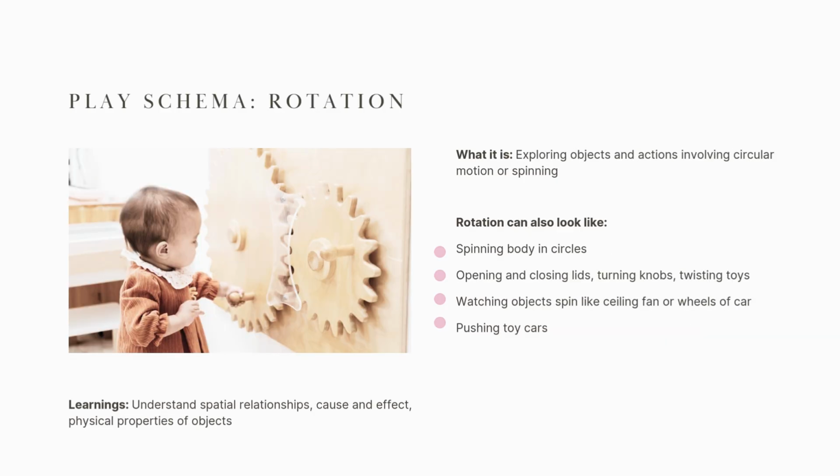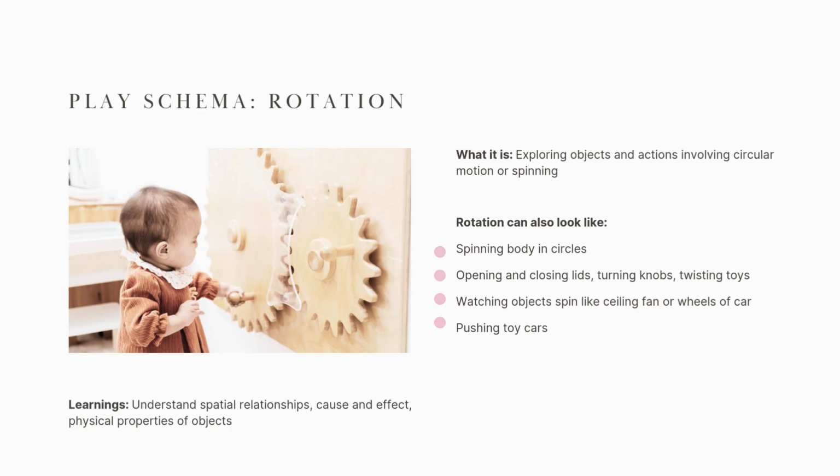The next play schema is rotation. This is exploring objects and actions involving circular motion or spinning. This is why children love to spin in circles until they are dizzy, because they are simply exploring the rotation play schema, and they are learning from this. By spinning their body in circles, they are learning the spatial relationship of their body and how it is when they spin. And another example of this is opening and closing lids, turning knobs, or twisting toys.